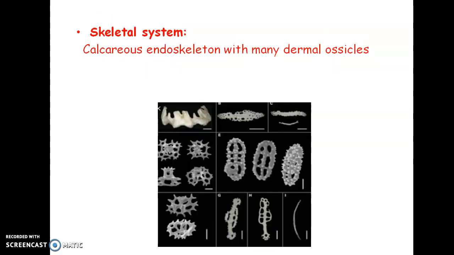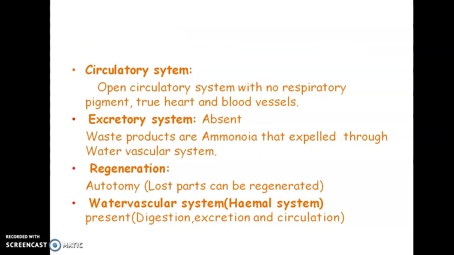And the skeletal system. The skeletal system consists of calcareous spicules or spines, and these are the different types of calcareous spicules that you can see in the phylum Echinodermata. Then comes the circulatory system. They have an open circulatory system. A true heart and its associated blood vessels are altogether absent, and also the blood is colorless, and hence there is no respiratory pigment. The circulation mainly occurs by means of a particular system that we will discuss later, that is called the hemal or water vascular system.